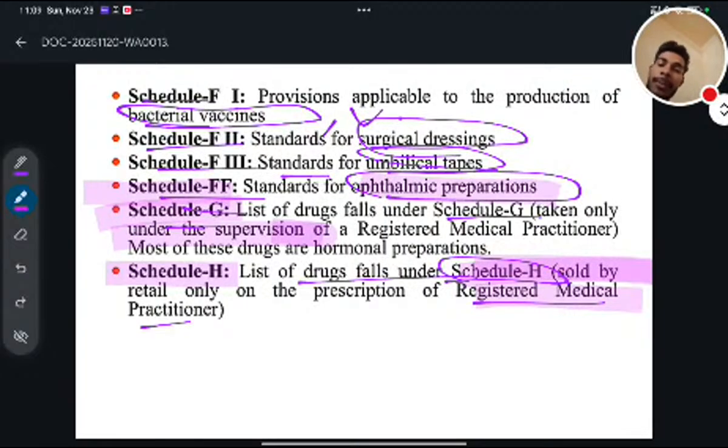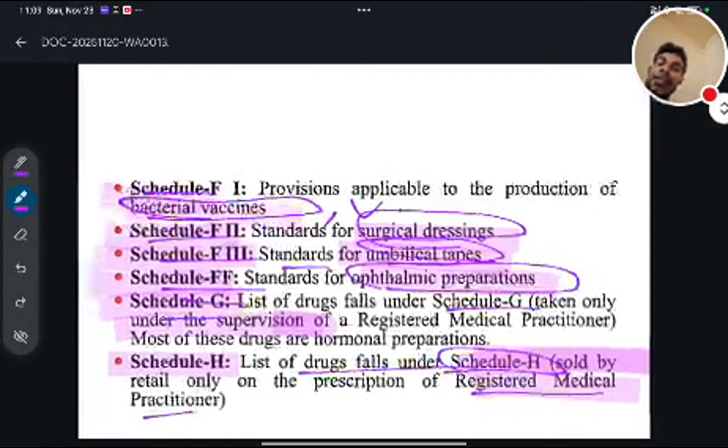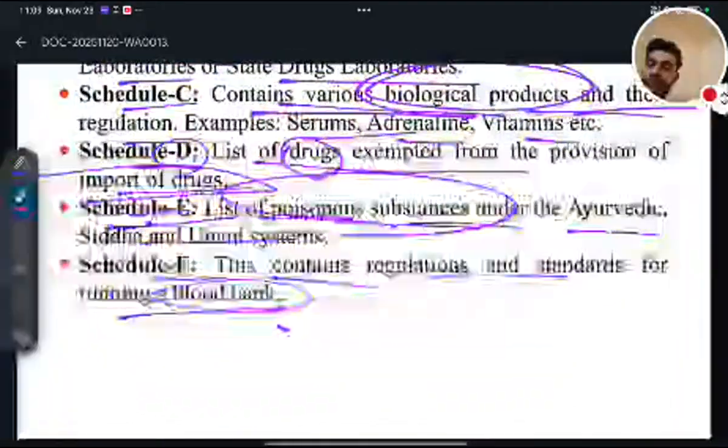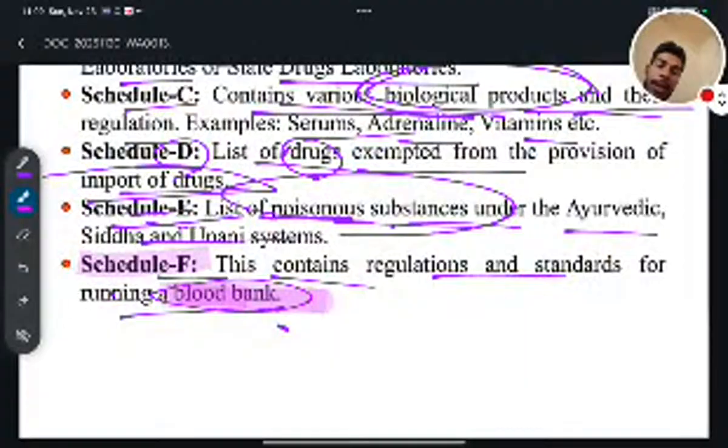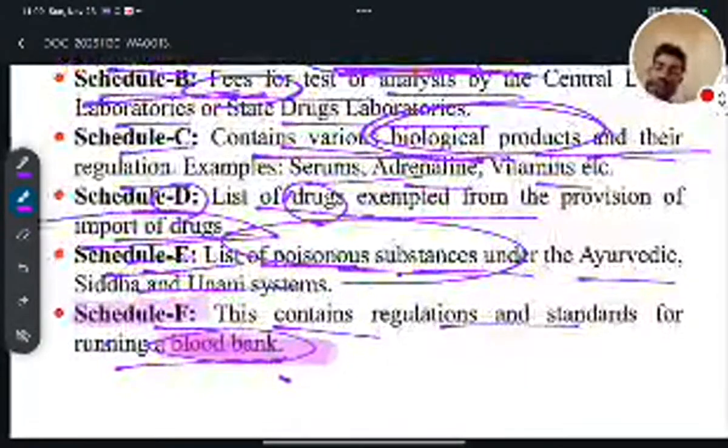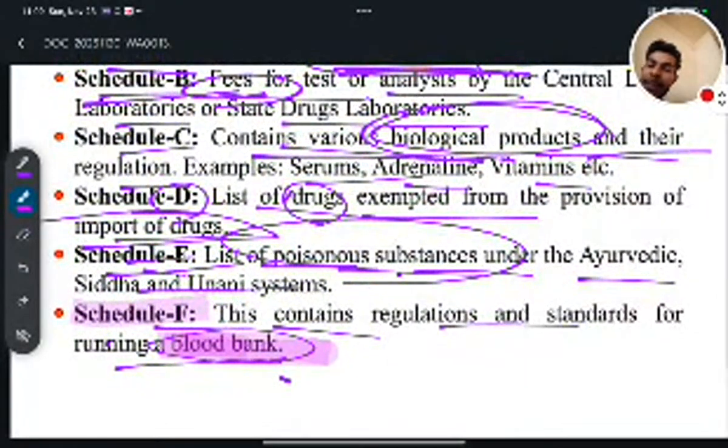Schedule FF is for ophthalmic preparations. Schedule F3 is for umbilical tapes. Schedule F2 is for surgical dressing, and Schedule F1 is for bacterial vaccine, and you can also write viral vaccine. Schedule F is for blood bank: the minimum requirements, or what are the standard requirements for running a blood bank.